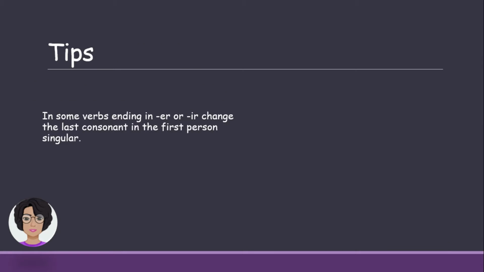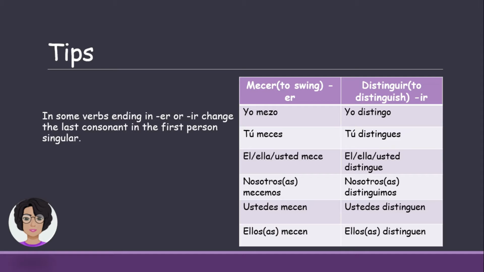Of course, I have some tips. In some verbs ending in -er or -ir, change the last consonant in the first person singular. Here we have mecer, to swing or to rock, and distinguir, to distinguish. So for these two verbs, we have to change the last consonant in the first person singular.